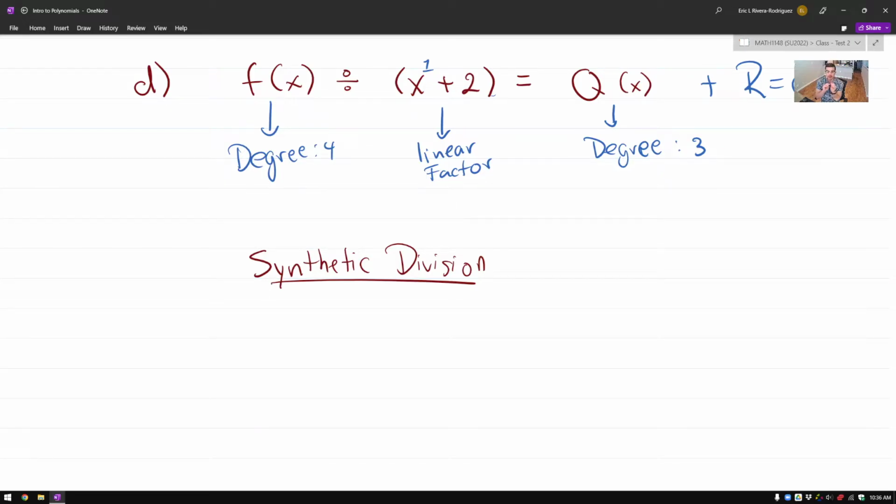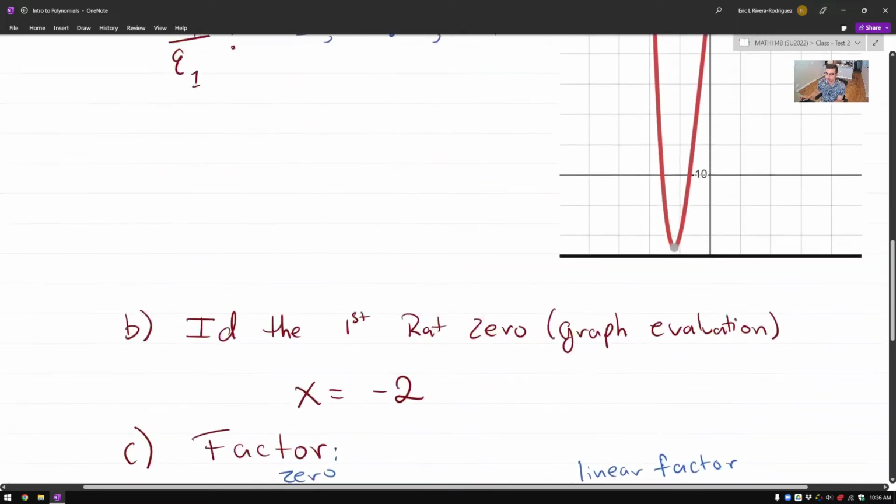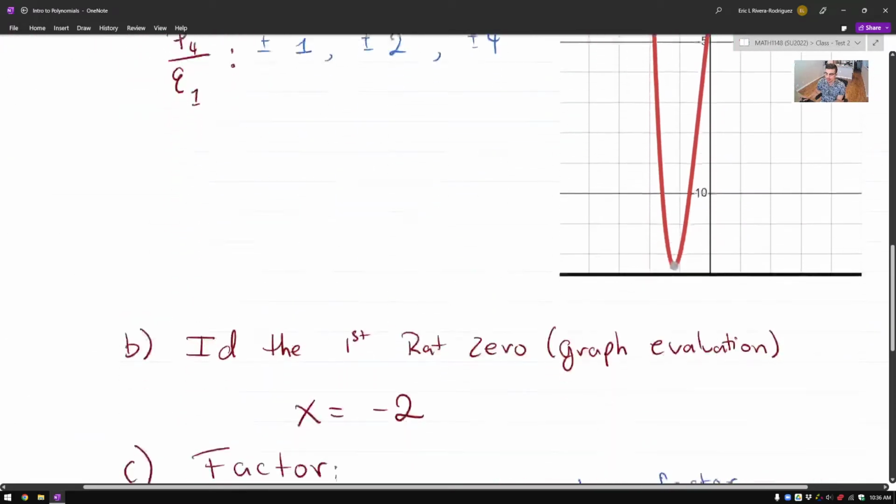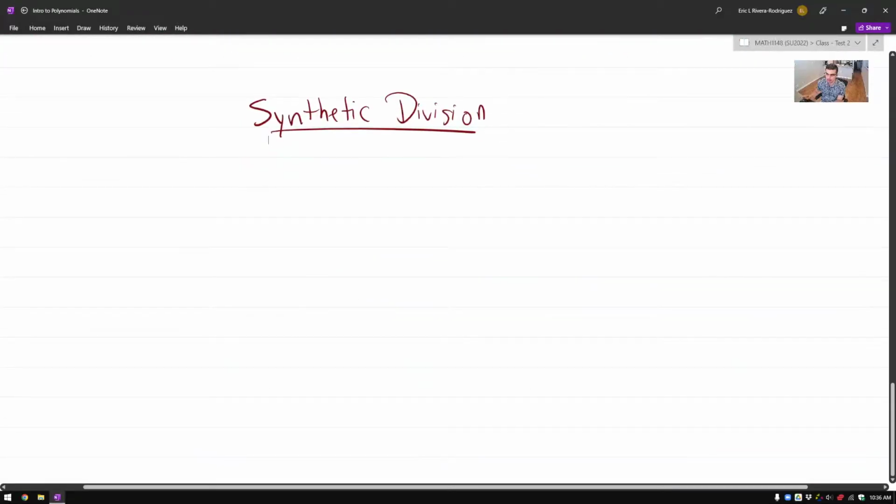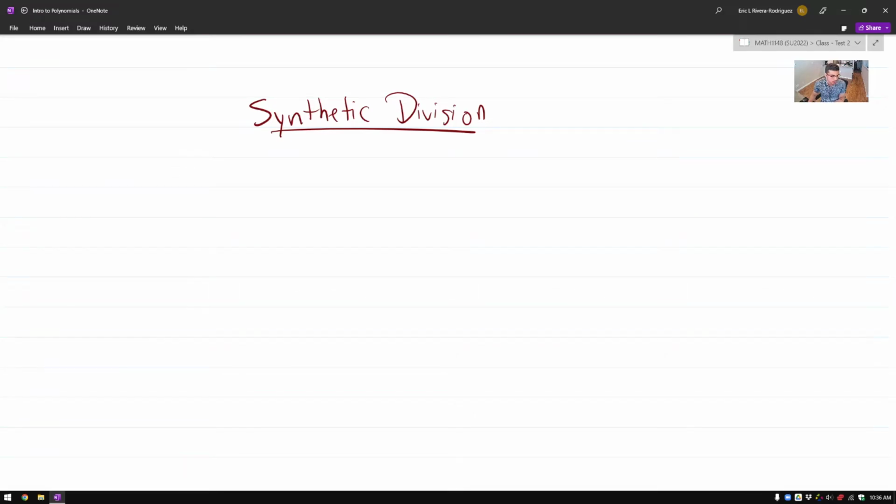All right, so what we are going to do here. Let me take our polynomial. I'm going to write the polynomial entirely again. So we are dividing this f of x, that's our polynomial, and we are dividing it by one of its factors, which is x plus 2. Okay?